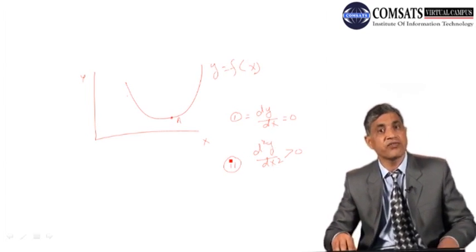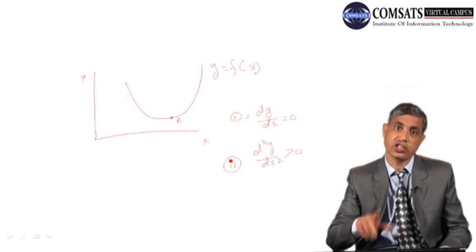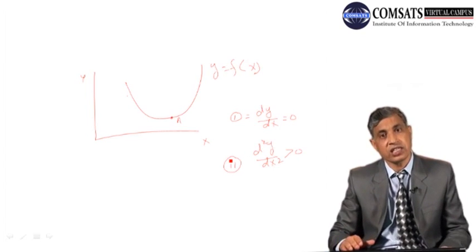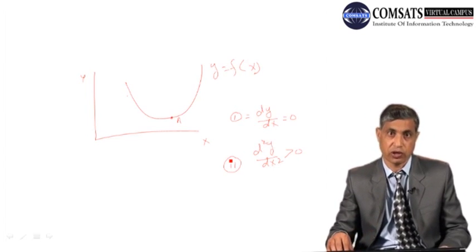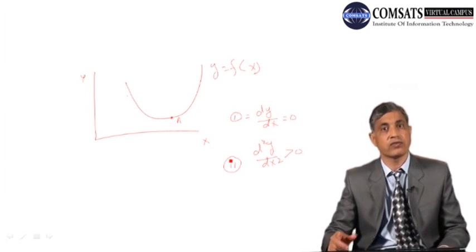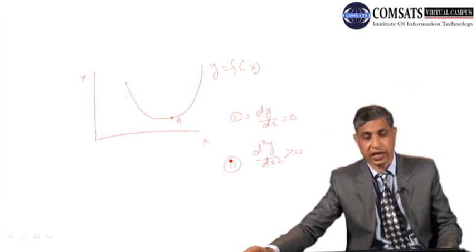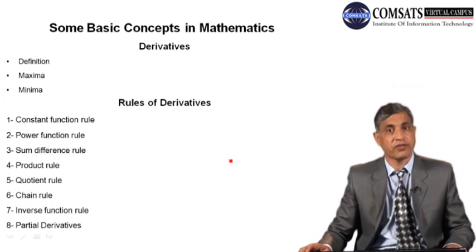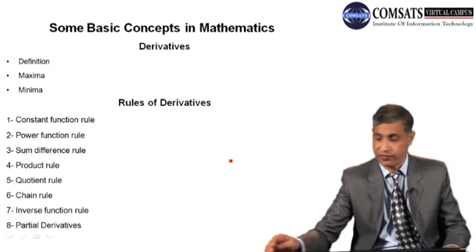As against this, if we are interested in finding the minimum point, the first condition will remain the same. The necessary condition shows that the first derivative, dy over dx, should be equal to 0, and the second derivative should now be positive instead of negative. Now I will explain some of the rules. These are the rules that help us in taking derivatives.